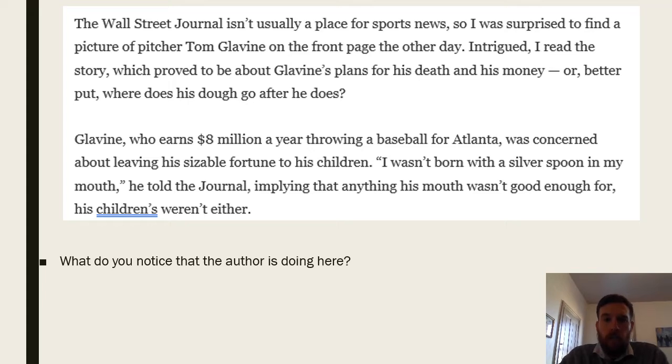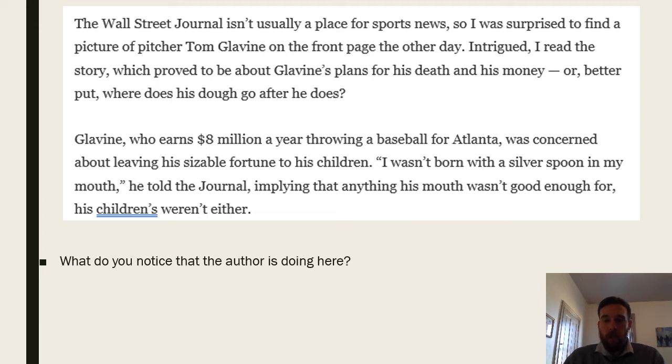The Wall Street Journal isn't usually a place for sports news, so I was surprised to find a picture of pitcher Tom Glavine on the front page the other day. Intrigued, I read the story, which proved to be about Glavine's plans for his death and his money, or better put, where does his dough go after he does? Glavine, who earns $8 million a year throwing a baseball for Atlanta, was concerned about leaving his sizable fortune to his children. I wasn't born with a silver spoon in my mouth, he told the Journal, implying that anything his mouth wasn't good enough for, his children's weren't either.